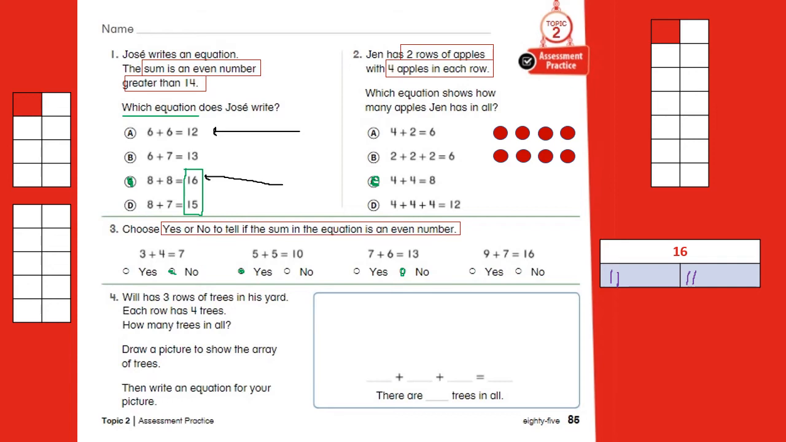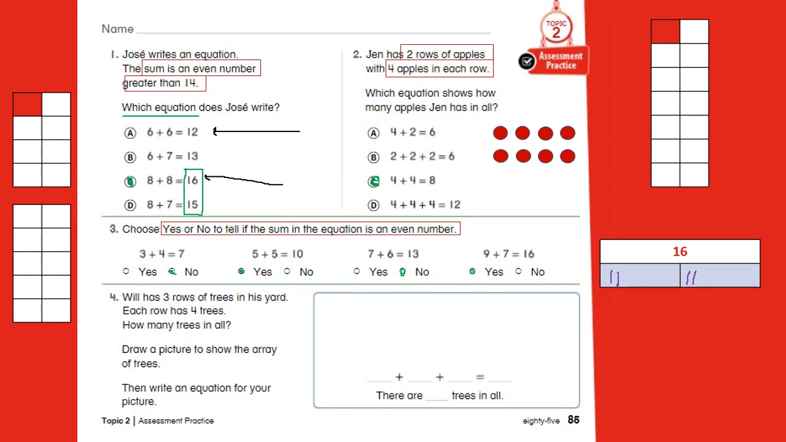Which means the two parts are even. So 9 plus 7 is 16, 8 plus 8 is 16, that's an even number. So fill in the circle for yes.